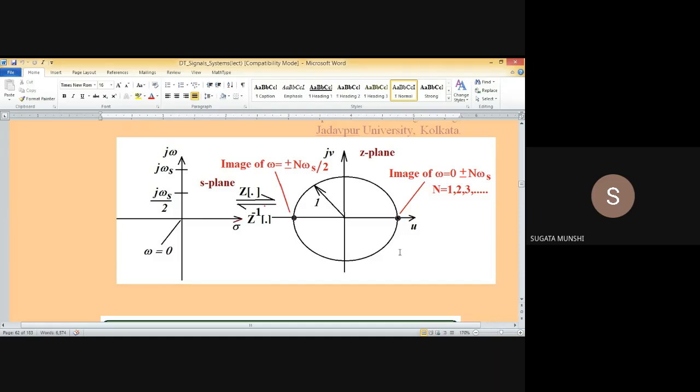So both these points that I have shown in the z plane, they are the images. That point is the image of an infinite number of frequencies along the j omega axis in the s plane. And this point is again the image of an infinite number of frequencies here. All right. So this is a manifestation of the phenomenon of aliasing in the Z domain.